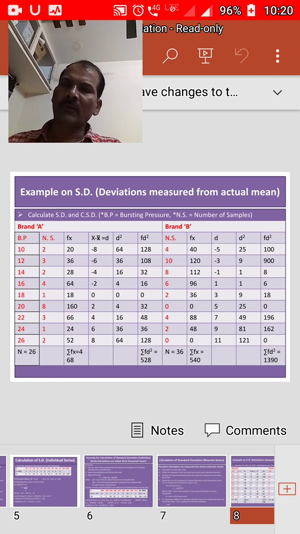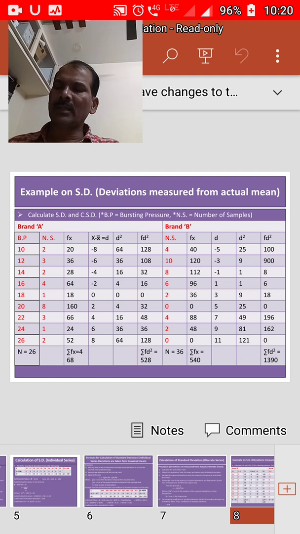We need to subtract the x bar value, 18, from each x bursting pressure value: 10 minus 18 is minus 8, 12 minus 18 is minus 6, 14 minus 18 is minus 4, 16 minus 18 is minus 2, 18 minus 18 is 0, 20 minus 18 is 2, 22 minus 18 is 4, 24 minus 18 is 6, 26 minus 18 is 8.